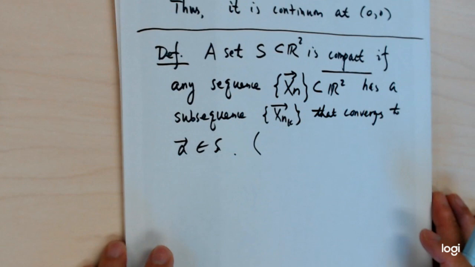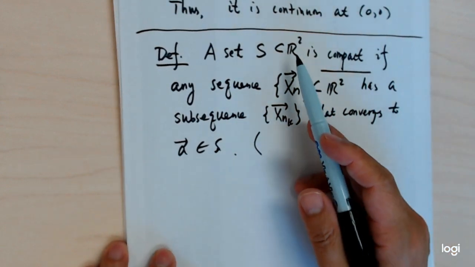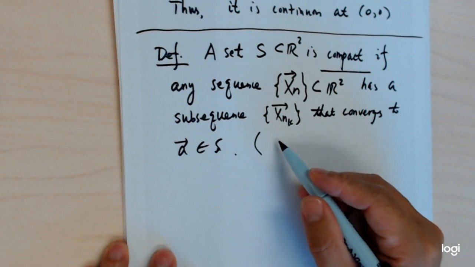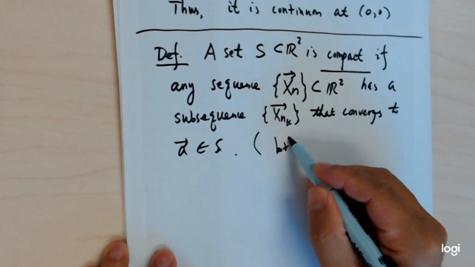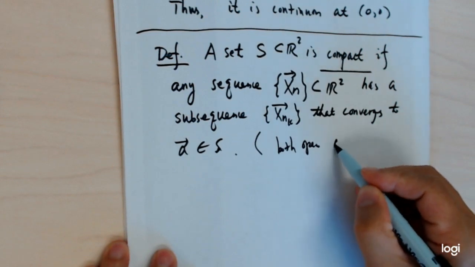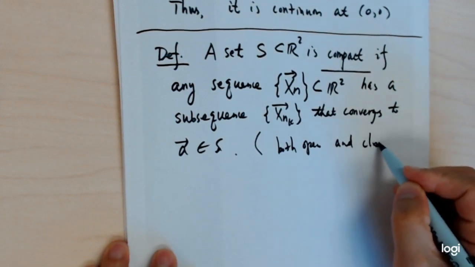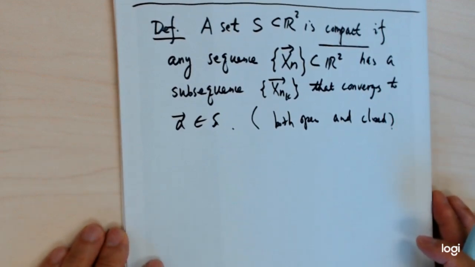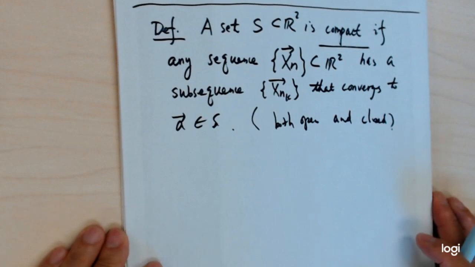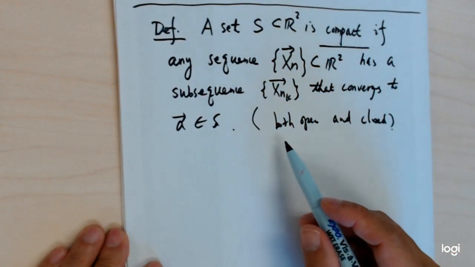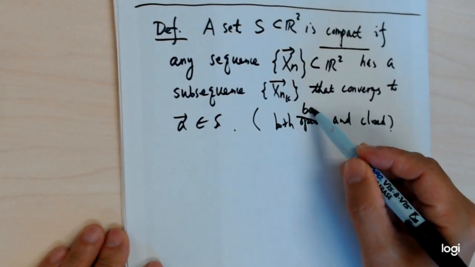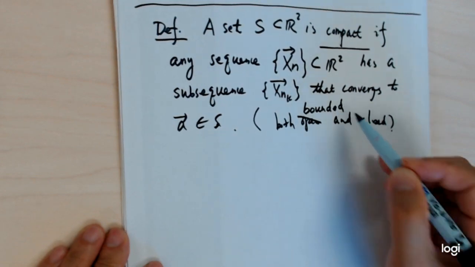One thing that I'd like to remind you is it actually turns out in R2, a compact set means it is both open and closed. So that makes it easier for us to understand. So let me talk a bit more on the meaning of compact set. Sorry, this is wrong. It's not both open and closed. It's both bounded and closed. All right, bounded and closed.